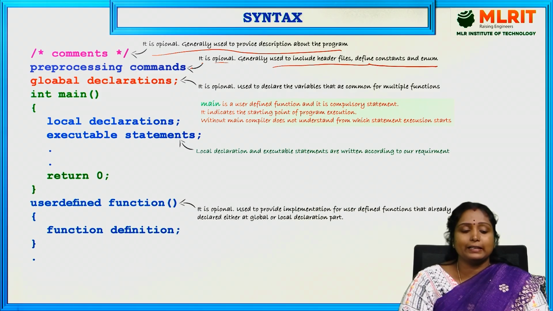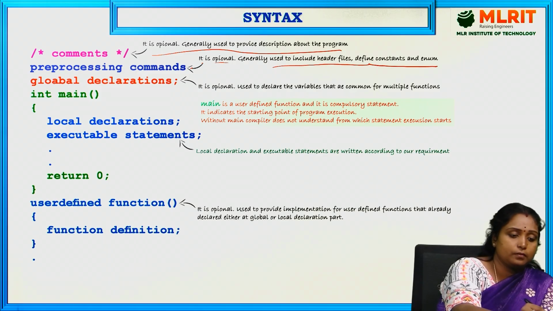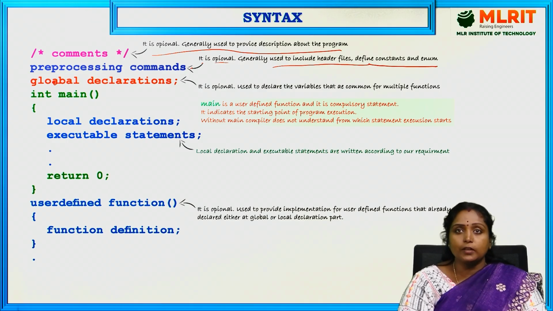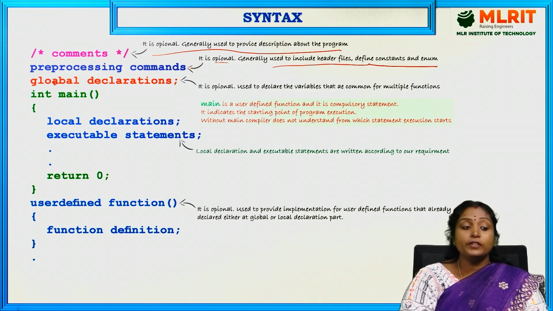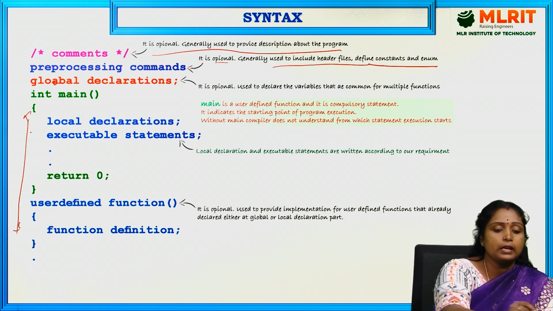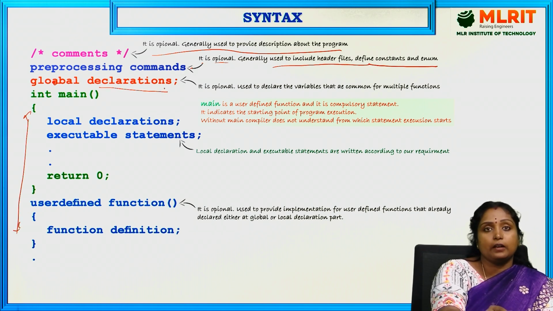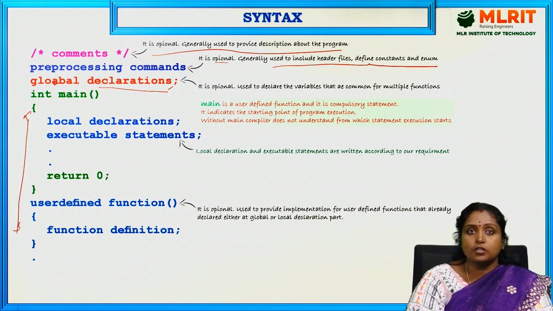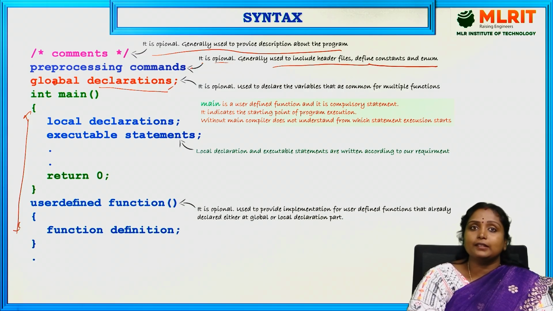Next, global declarations. The global declaration section is also purely optional. If you want to use variables which should work in the entire program, you have to declare them here. You can declare the functions also here. Next is the main function.